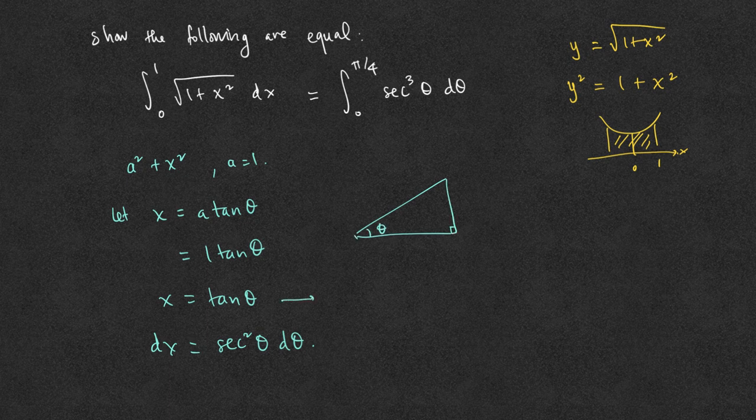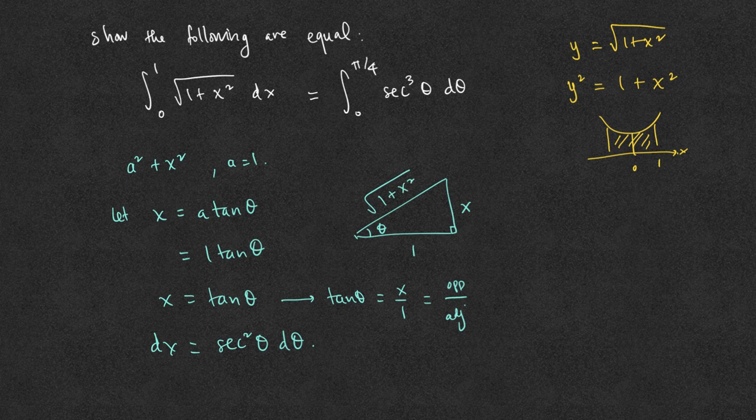Since tangent of theta equals x, or x over 1, and tangent of theta is the opposite over adjacent, we would label the side that is opposite to the angle theta x, and the side that is adjacent to the angle theta 1. The hypotenuse is therefore the square root of 1 plus x squared.